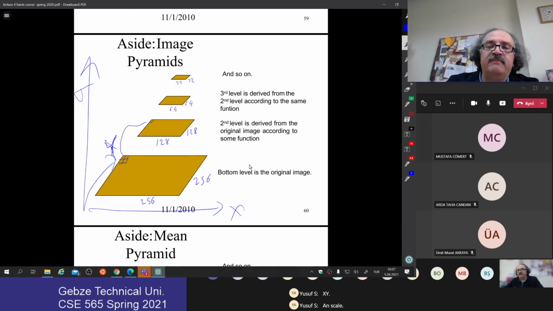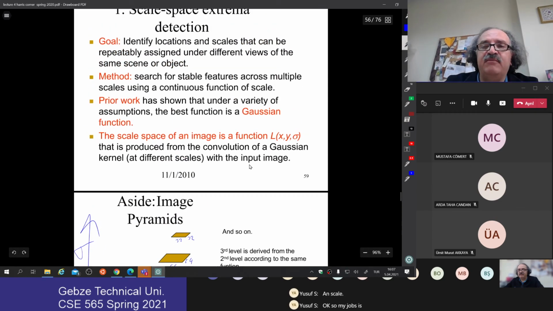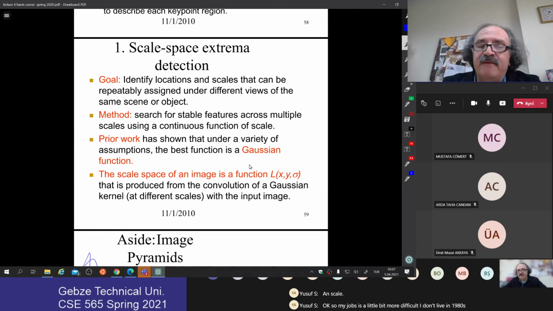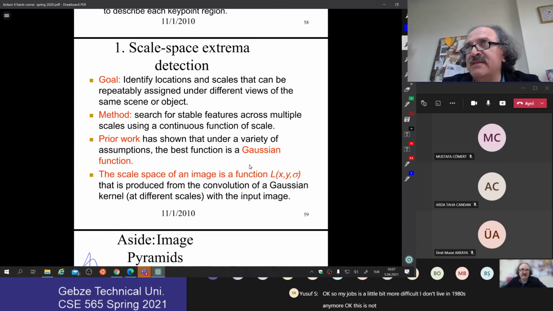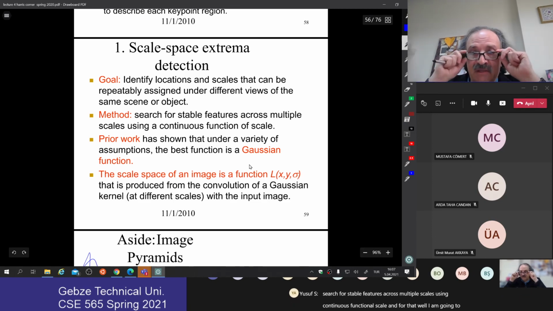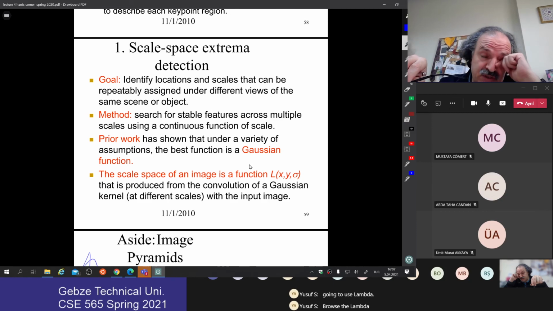Okay, so my job is a little bit more difficult. I don't live in the 1980s anymore. This is now the 2000s. I have more CPU time to use, so I am going to turn to 3-dimensional search methods. Search for stable features across multiple scales using a continuous function of scale, and for that I am going to use Gaussian sigma.